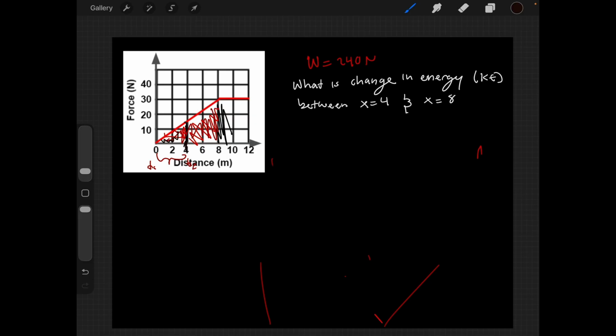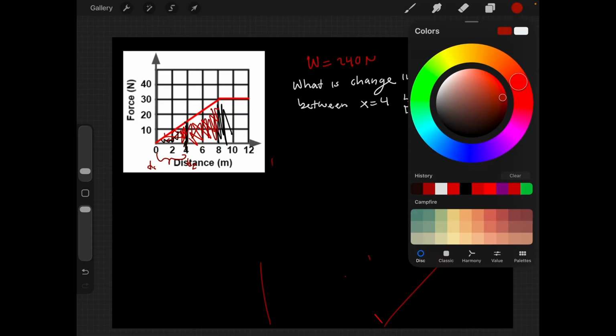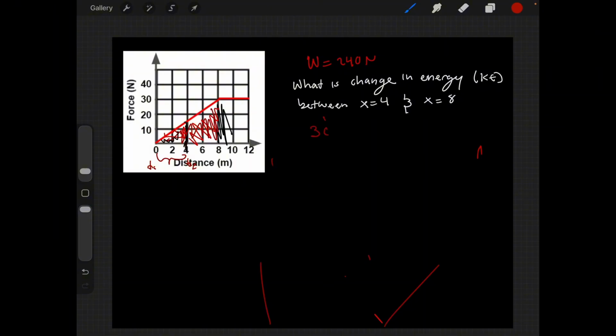So we're going to take the area of this triangle right here. So we can see that the base is 4 and that the height is 15. Multiply those by each other, you get 60. And then divided by 2, which is the area of a triangle, you should get 30. So we're going to say that 30 joules is our work at x equals 4.